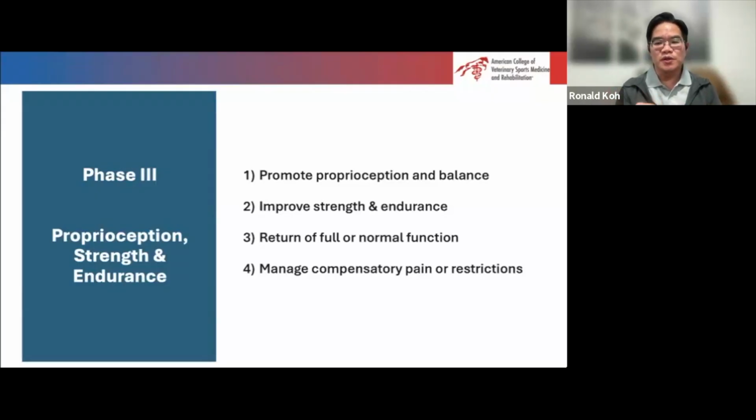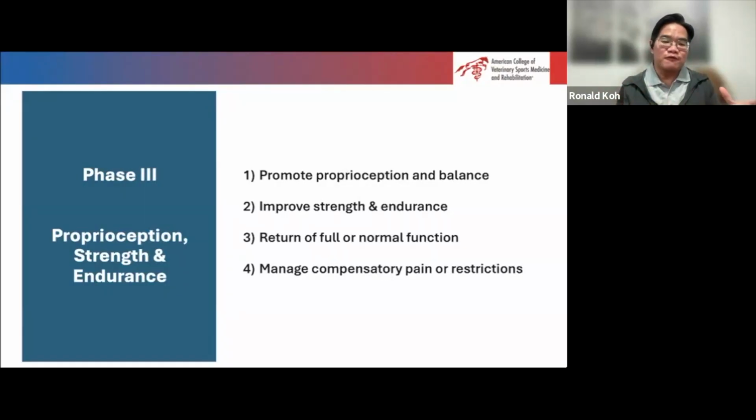Phase 3, usually the dog should be ambulatory. They are coordinated enough that you could add more exercises to strengthen the muscles, improve the proprioception, and even help to improve the endurance if needed. So the goal would be, again, proprioception, strength, endurance, return to full or normal function, and of course, managing any kind of compensatory pain or any kind of restrictions.